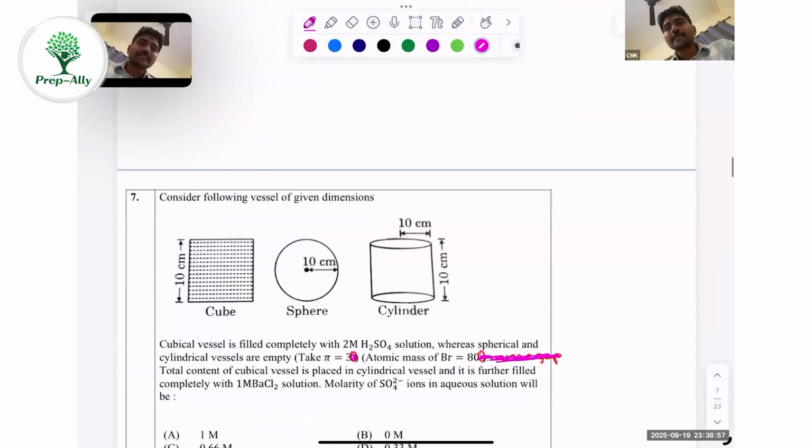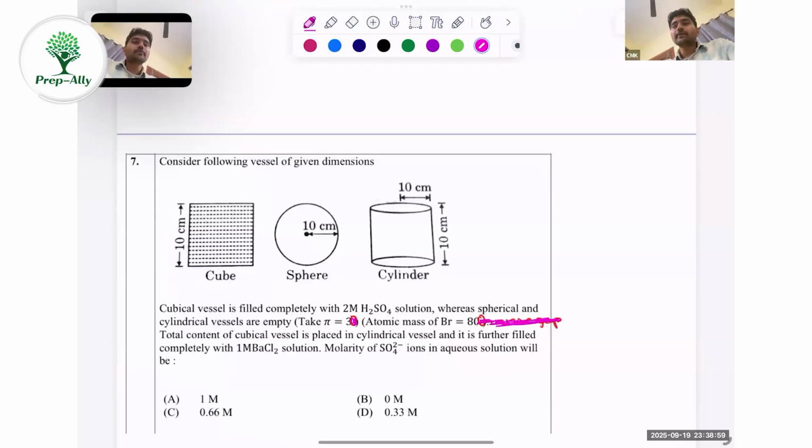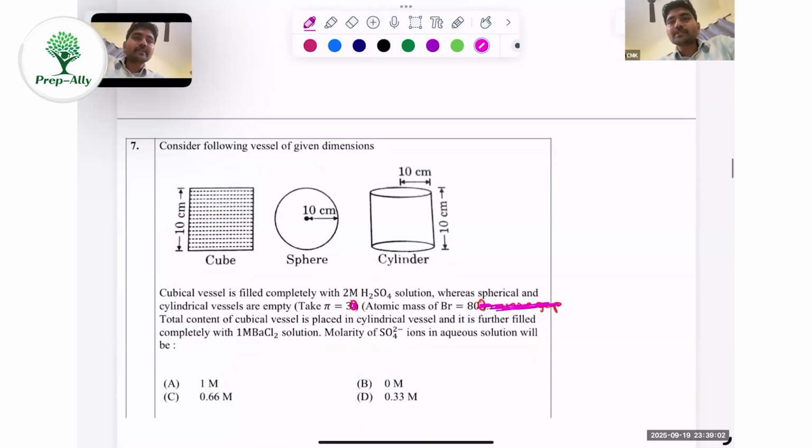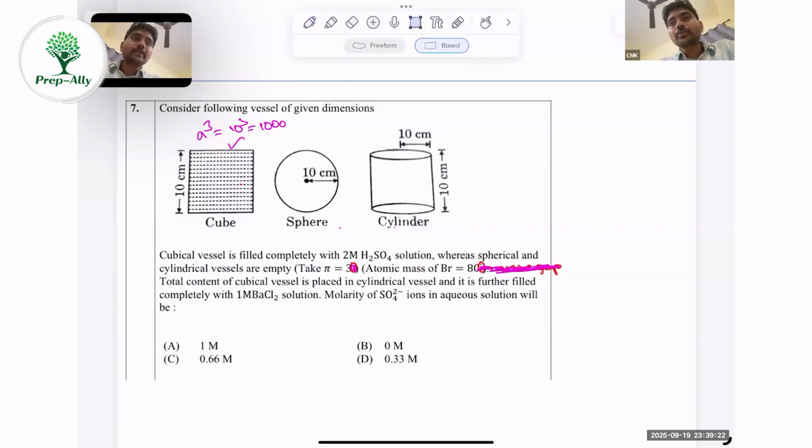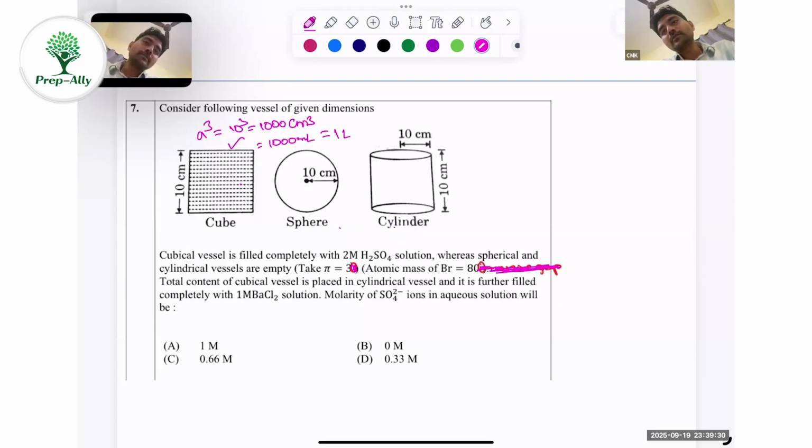The next question is: consider the following vessels of the given dimensions. Here a cube, a sphere and a cylinder have been given. The volume of the cube is a cubed, so 10 to the power of 3, which means 1000 centimeter cube. 1 centimeter cube is equal to 1 ml, so 1000 ml is equal to 1 liter. Here you have exactly 1 liter quantity.